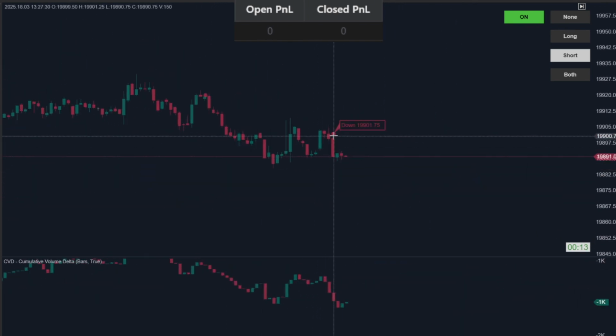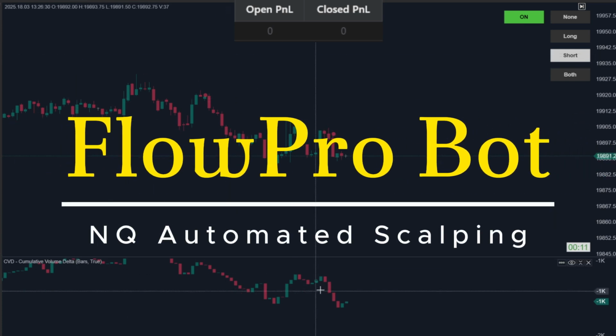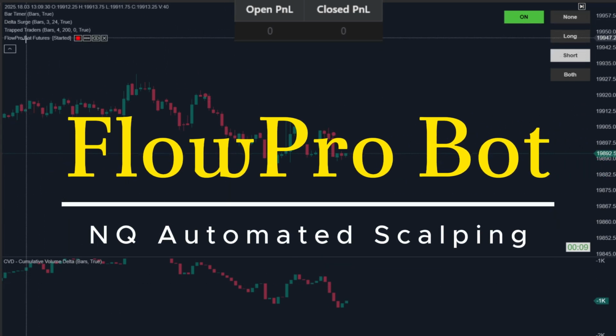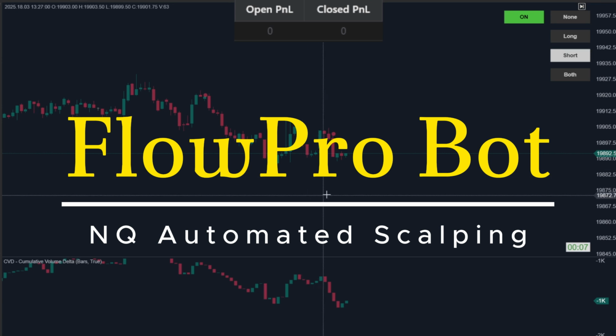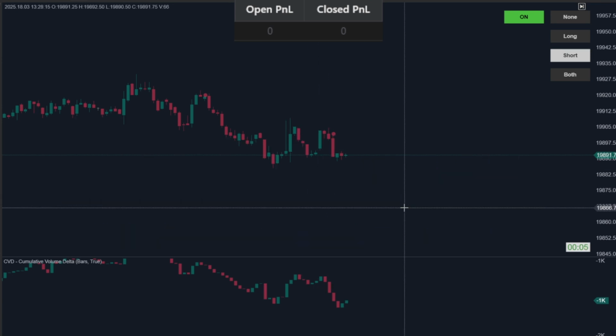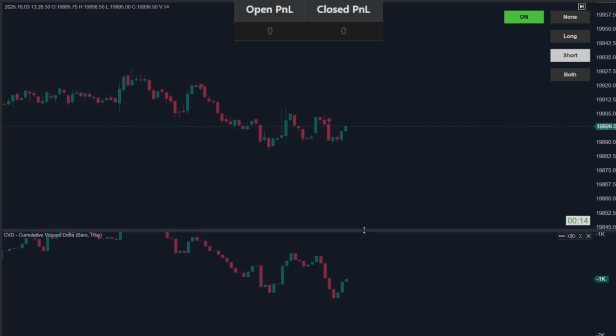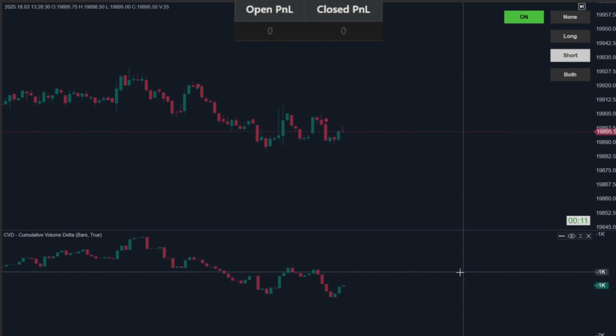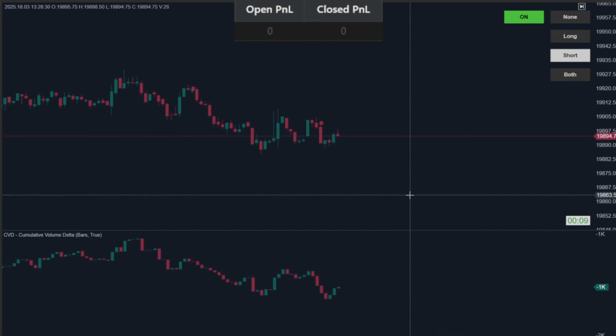Now today we are trading with the FlowPro bot, the futures version of this bot that's just been released, and you can now trade futures with it. Previously it was just for crypto, but now it operates in the futures market. So we've got shorts activated because we are in a downtrend. The delta is very bearish, the price is very bearish.